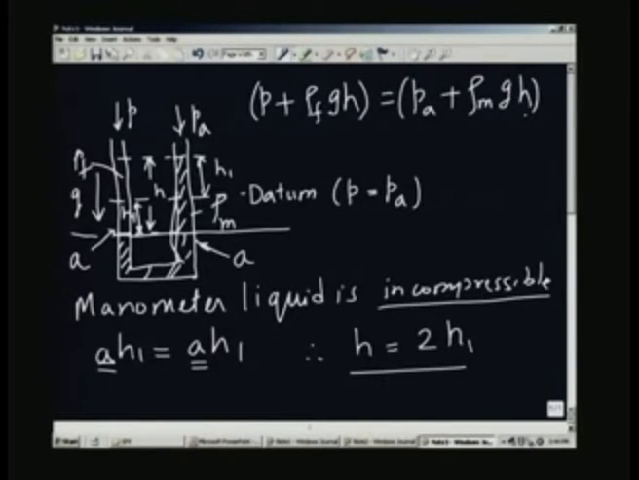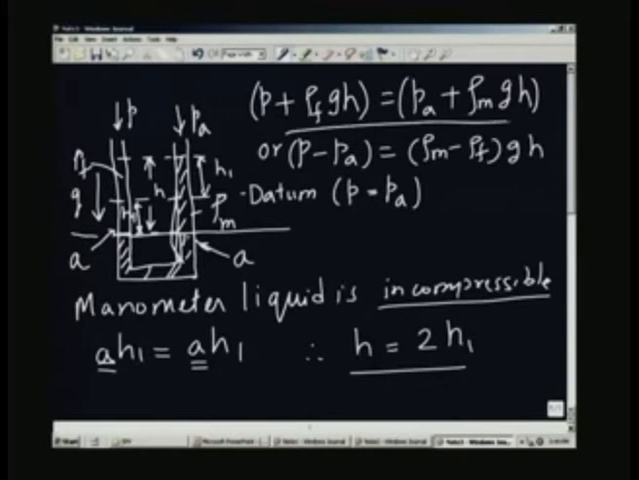These two are equal, because if you look at the liquid inside this portion, the force acting must be exactly the same here and here, otherwise this will move about. So, equilibrium requires that P plus rho f times G H equal to P A plus rho m G H, or P minus P A equal to rho m minus rho f into G H. So, this is the manometer equation or the basic manometer equation.